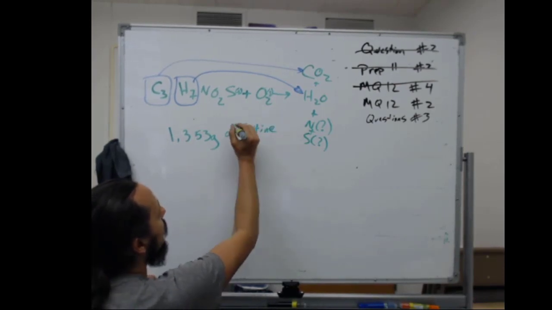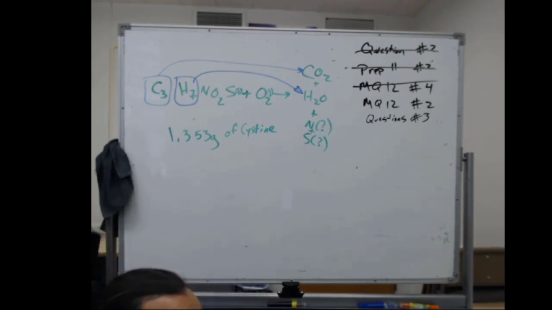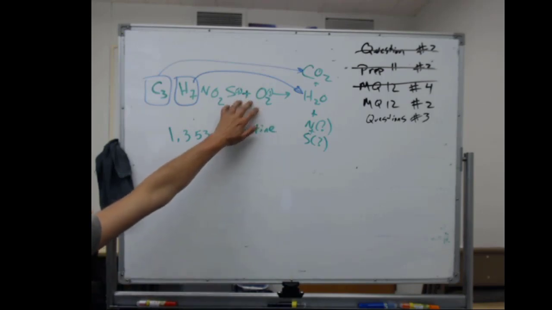Professor? Yeah. How do you know that there's no hydrogen in the mystery nitrogen compound or the mystery sulfur compound? That's a good question, right? So the question is, why don't we have an NH3 being formed or an H2S being formed, like ammonia or hydrosulfuric acid? And it really comes down to this idea of oxidation.